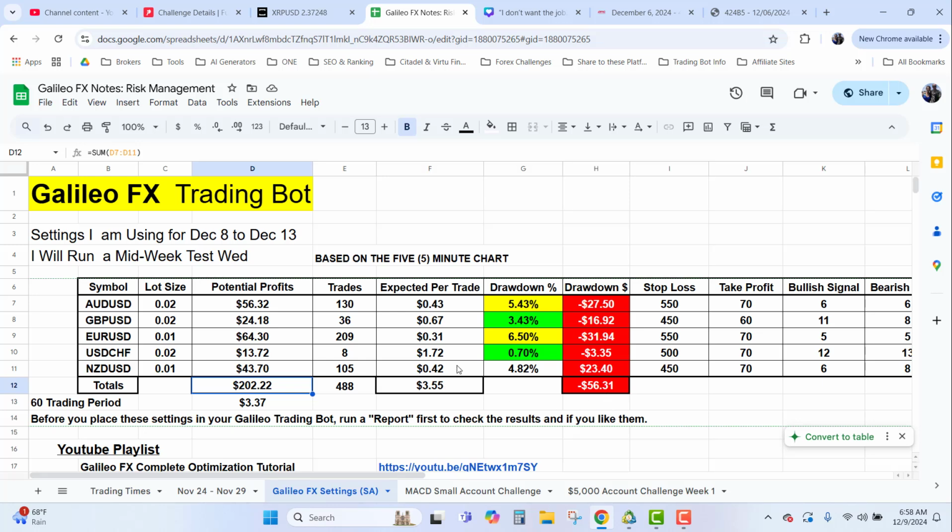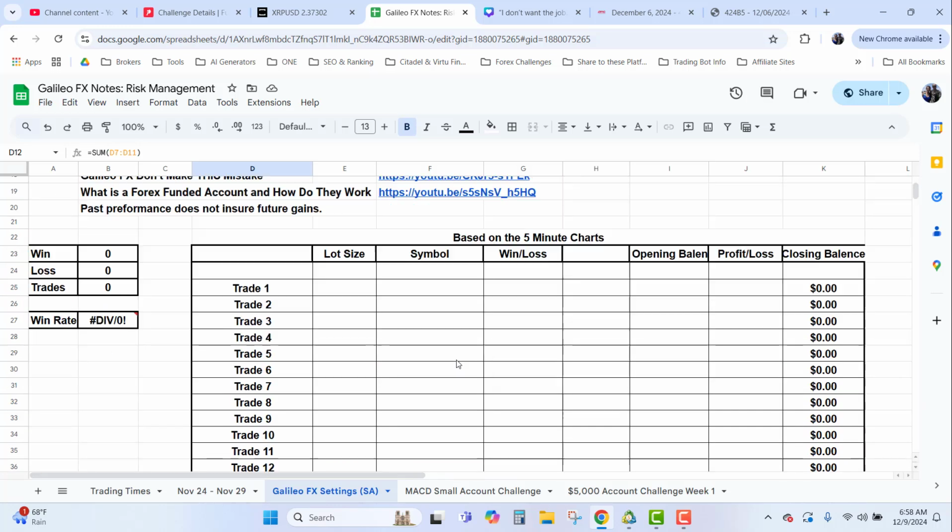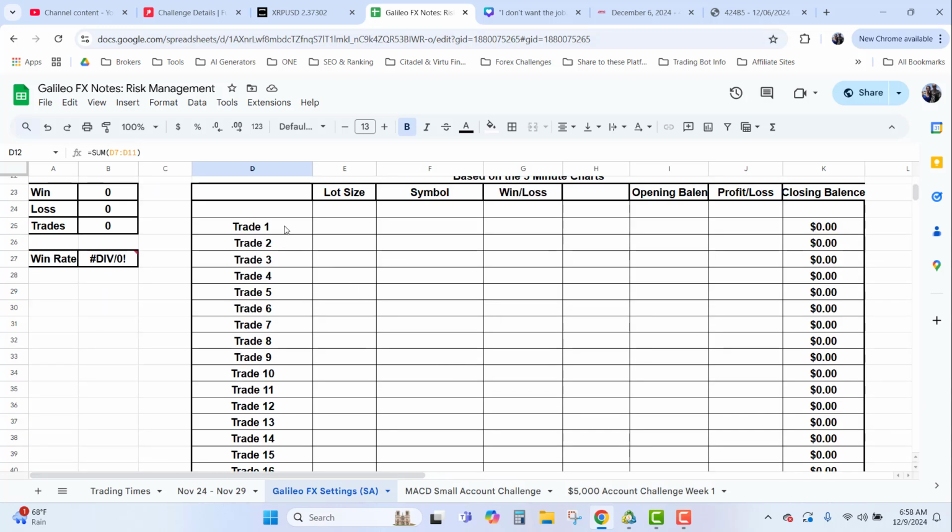After that, whenever Galileo makes a buy, I come down here and I put it in the trades: the lot size that I used, what symbol it was I bought, win or loss, opening balance, profits and loss, and the closing balance. Y'all know how I do this. Y'all been keeping up with me.